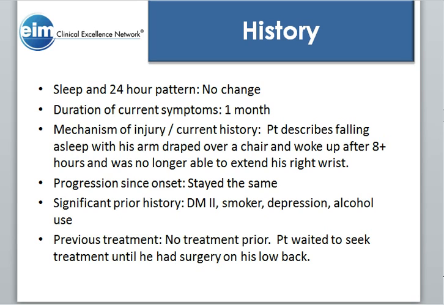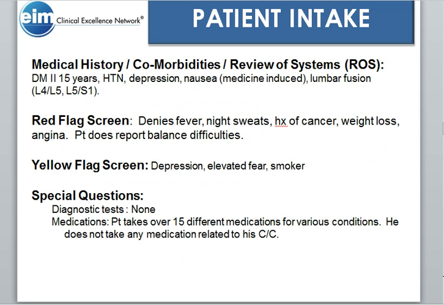He had not gotten any previous treatment for it because he was getting back surgery and wanted to wait, so he waited a month before he came in for physical therapy. Just some repeat on the health histories: no major red flags, and yellow flags we already went over. As far as depression goes, he's a smoker. No diagnostic testing done, no nerve conduction velocity test, and he does not take any medication directly related to this.